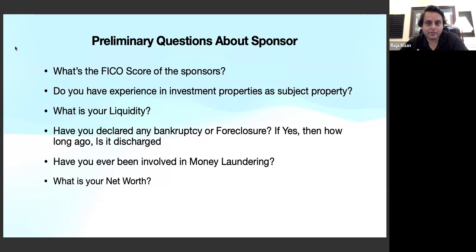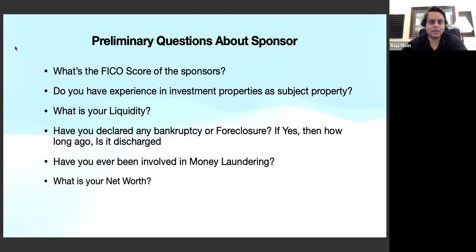And do they have experience in investment properties, similar to the subject property? So if they're purchasing or refinancing a multifamily property, a 50-unit property, for example, do they have experience prior to purchasing this? If they don't, then it's going to be a challenge for them because most lenders want them to have experience. If they have 5 single family properties, that doesn't give them experience to manage a 50-unit property.